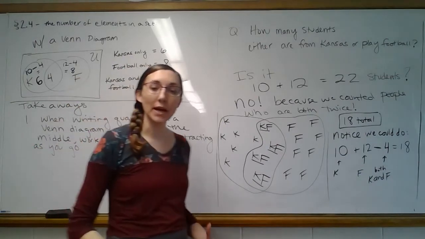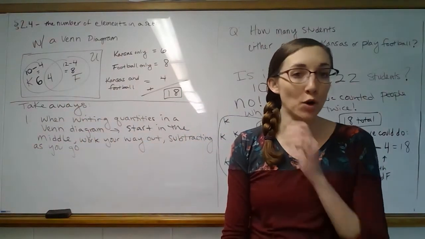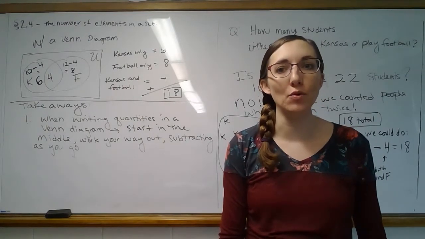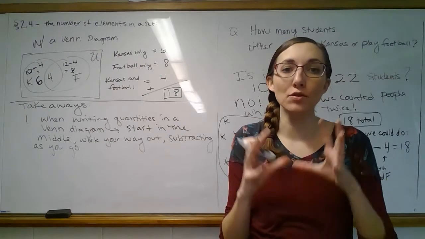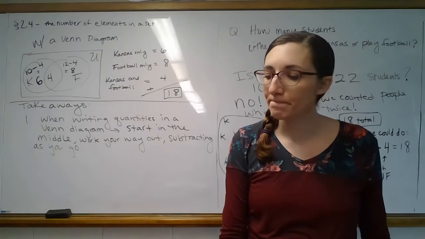Right, we had to take into account what was already counted. Some of the parts of the circle were already counted, they were already written down, so we needed to take that into account in the total. The total of the circle should add up to the total number of people or objects.